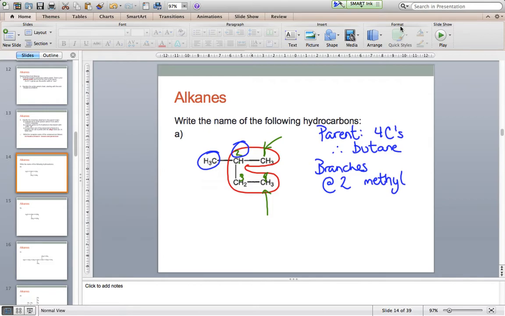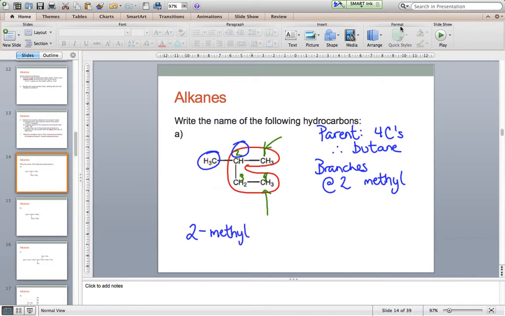In order to do that, I have to give you a little bit of a lesson in punctuation. I've told you the general form that putting the name together follows. The first thing that you would write is the number of the location of the branch. So again, the branch is at 2. And then you write the name of the branch, but between numbers and that word, we're going to use a dash. So that is, I guess, the punctuation in organic chemistry. To separate numbers from words, we always use a dash. So this is 2 dash, the name of the branch is methyl.